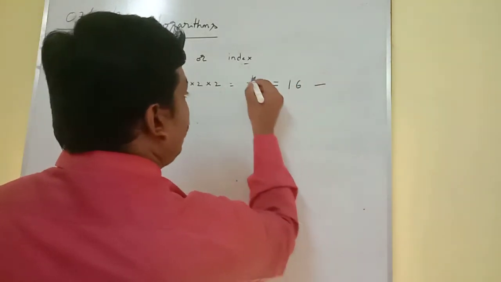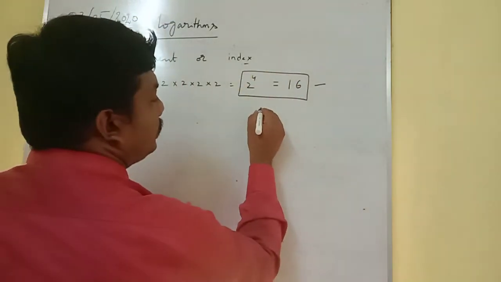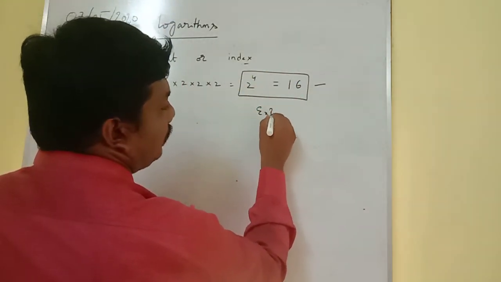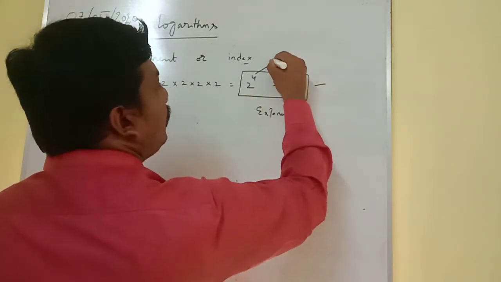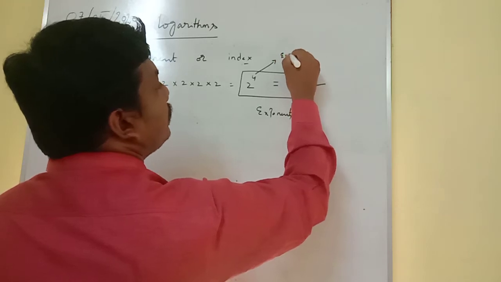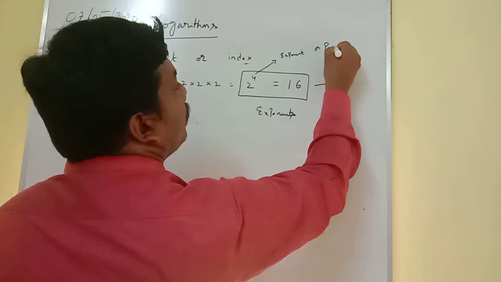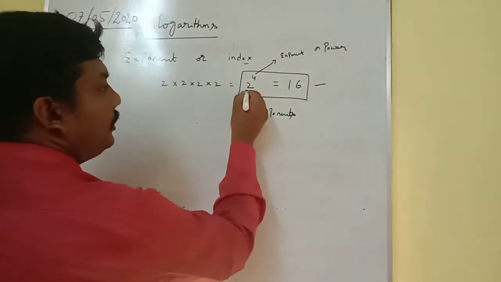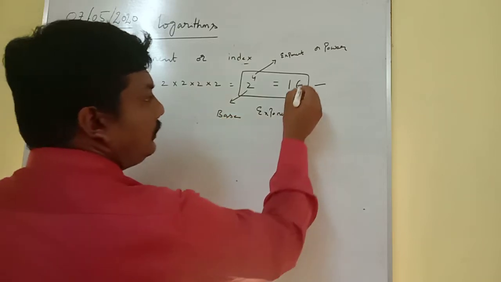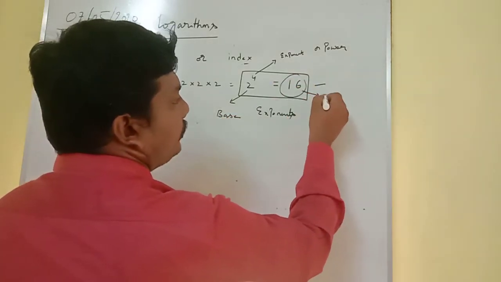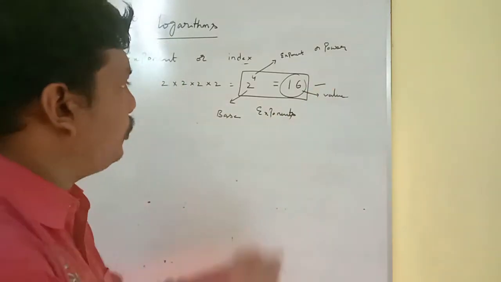So we know this is called exponentiation, or exponents. Where 4 is called the exponent or power, 2 is known as the base, and 16 is known as the value. This is called exponential form.